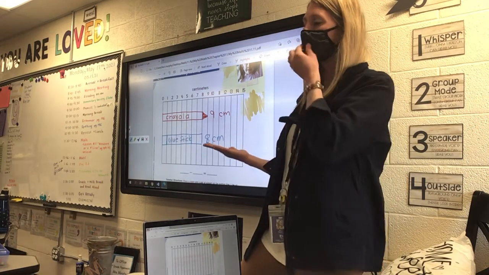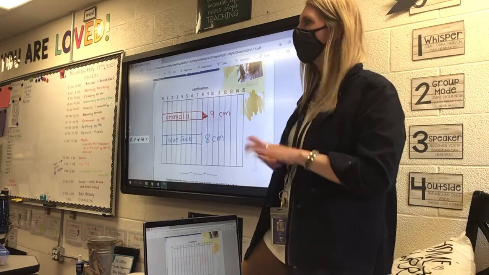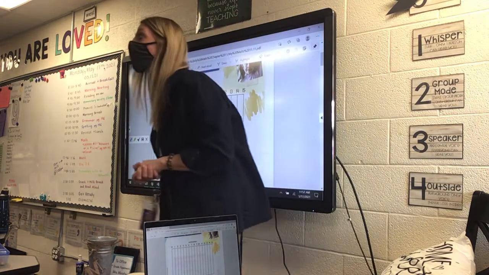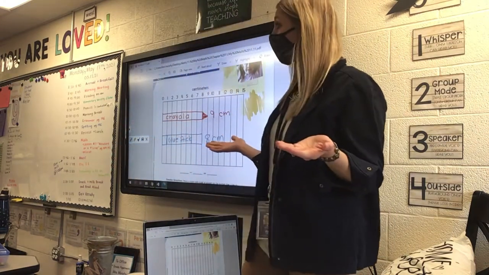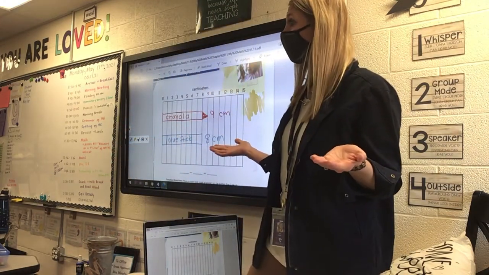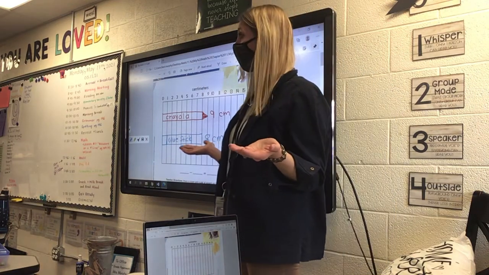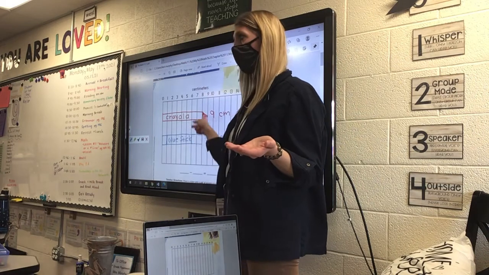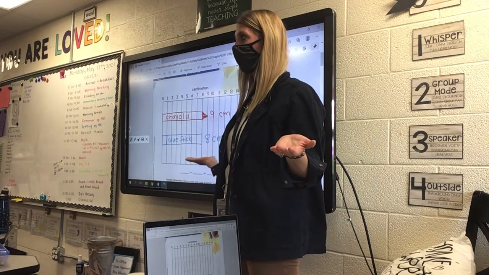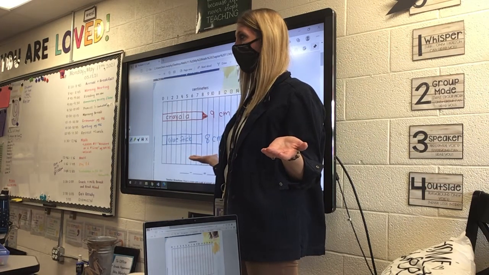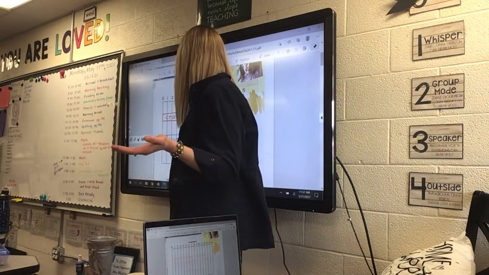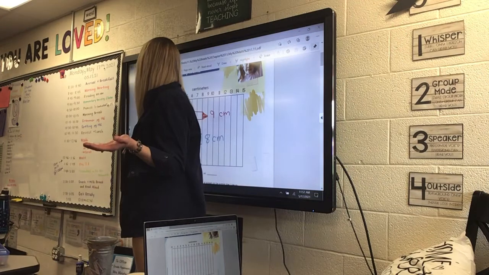How are we gonna figure that out? Journey, what do you think? 1 centimeter. Say it again. 1 centimeter longer. How did you figure that out? You're right. Okay, so when you see these two numbers, what did you notice? Okay, so the crayon is 9.